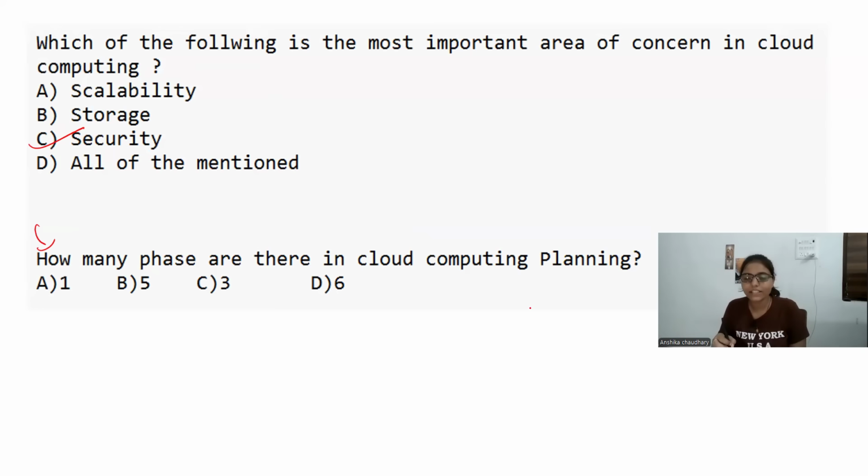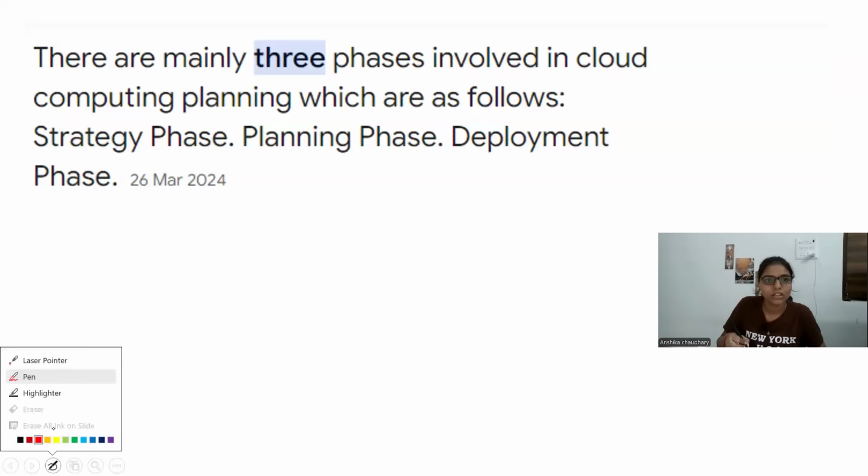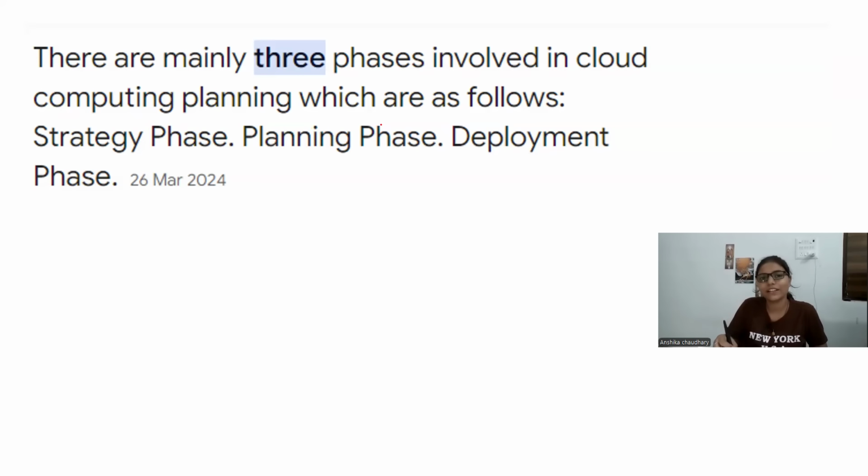How many phases are there in cloud computing planning? There are three phases. First is the strategy phase, the second is the planning phase, and the third is the deployment phase. Right. So let's have a look at the explanation. There are three phases involved in cloud computing.